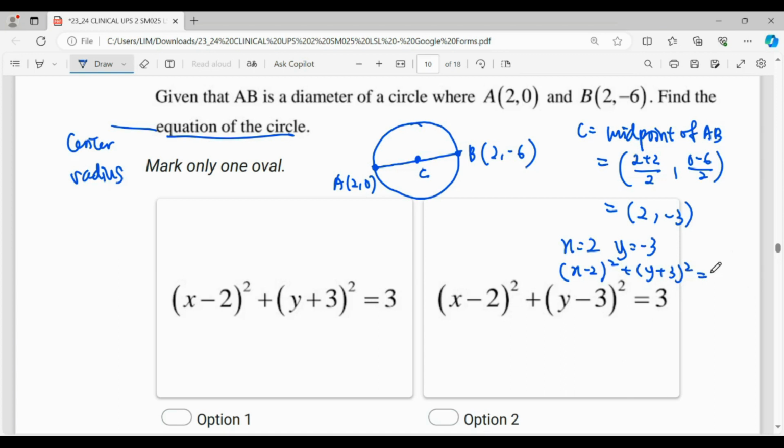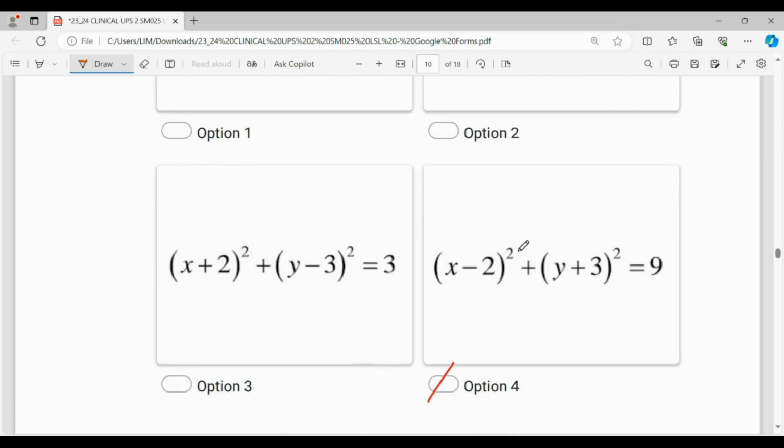So to find the radius squared, we can use the distance between 2 points. So here is the radius. So distance between 2 points, square root of (x minus x) squared plus (y minus y) squared. Negative negative becomes positive 3. So when you have 3 squared, the equation is 9. So therefore this is our answer.